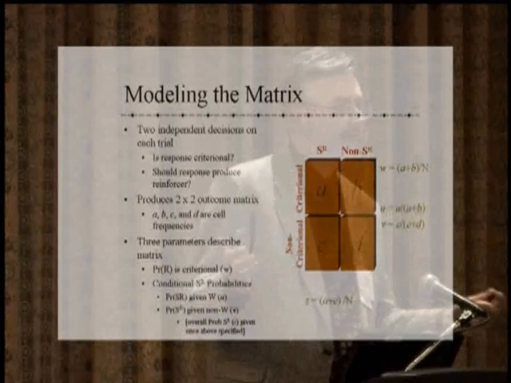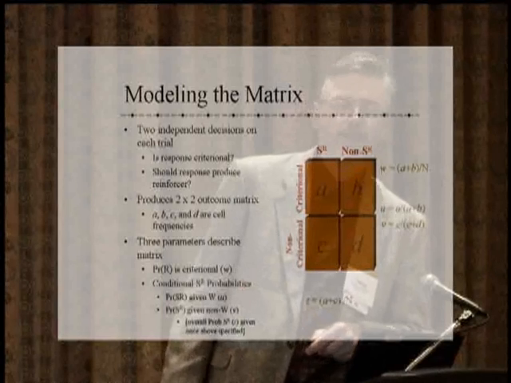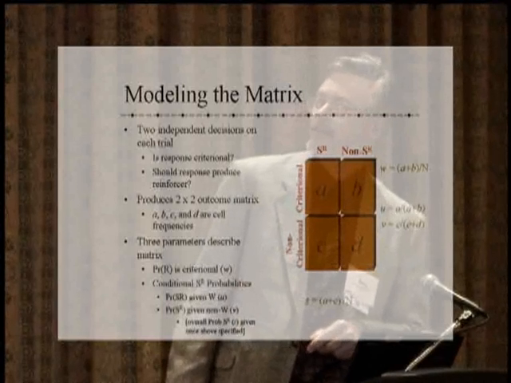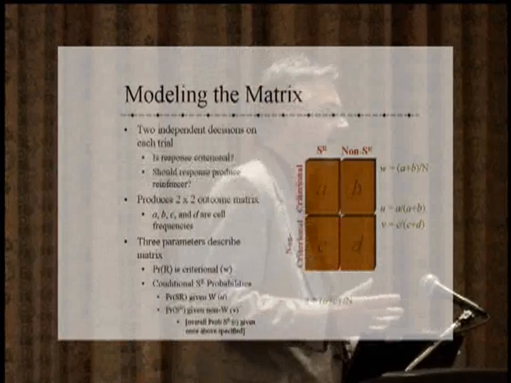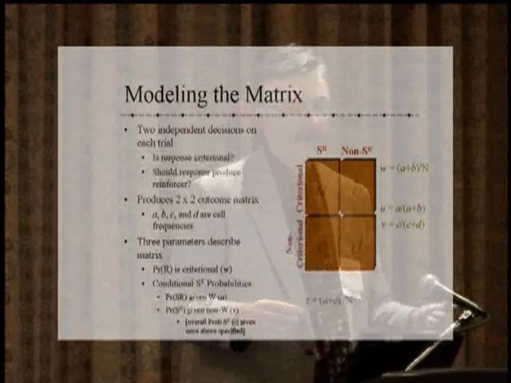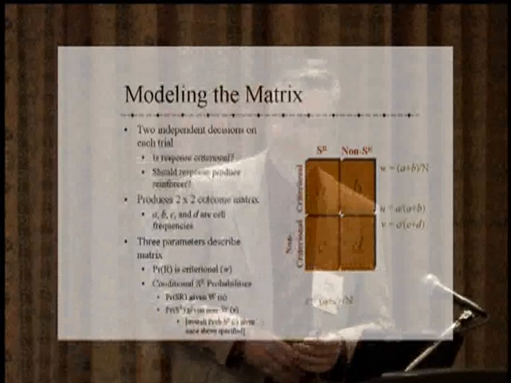The first decision is, is this a criterion response? And that's what the percentile schedule is helping you define. But the second decision is, should that response produce reinforcement? Nothing says we have to reinforce every criterion response. There's nothing that says we can't reinforce non-criterion responses.